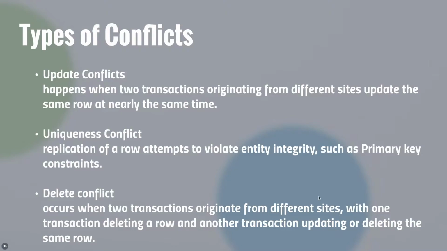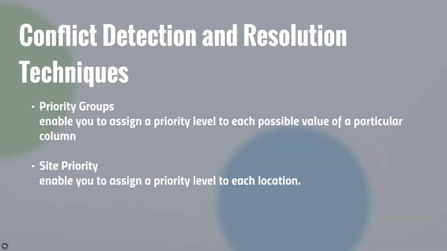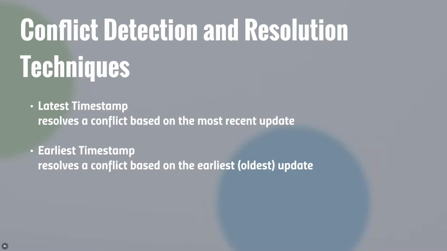Server management tools have available resolutions to detect and resolve conflicts. The first one is priority groups, which enables you to assign a priority level to each possible value of a particular column. Next is site priority, which enables you to assign a priority level to each location. Both site and group priority can be useful if one site is considered to be more likely to have the most accurate information.